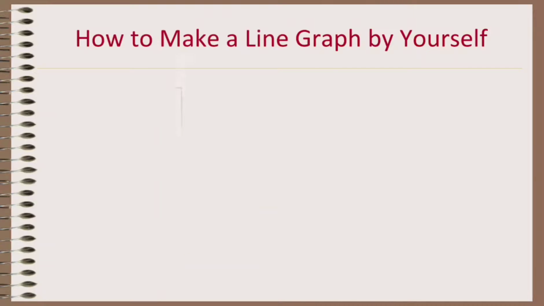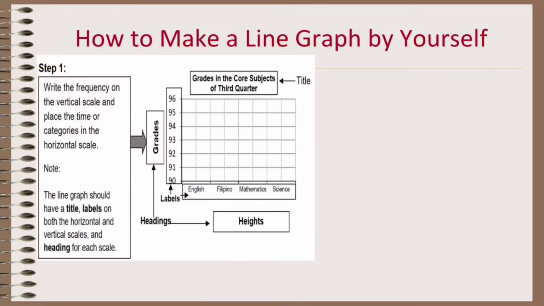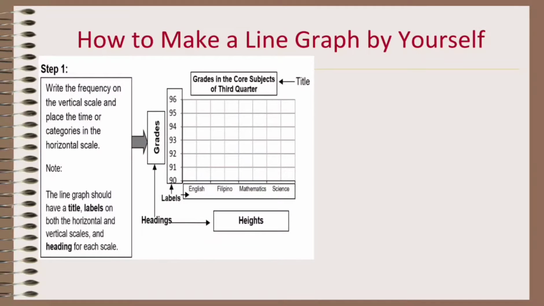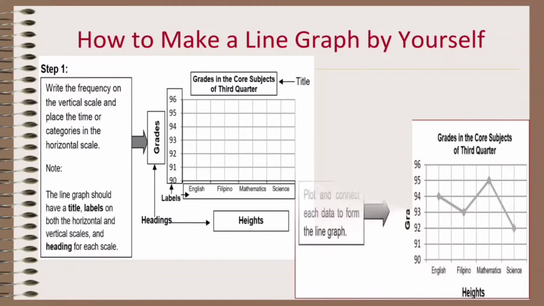So how do you make a line graph by yourself? Step 1. Write the frequency on the vertical scale and place the time or categories on the horizontal scale. Take note that the line graph should have a title, labels on both the horizontal and vertical scales, and a heading for each scale. Next, step 2, plot and connect each data from the graph.